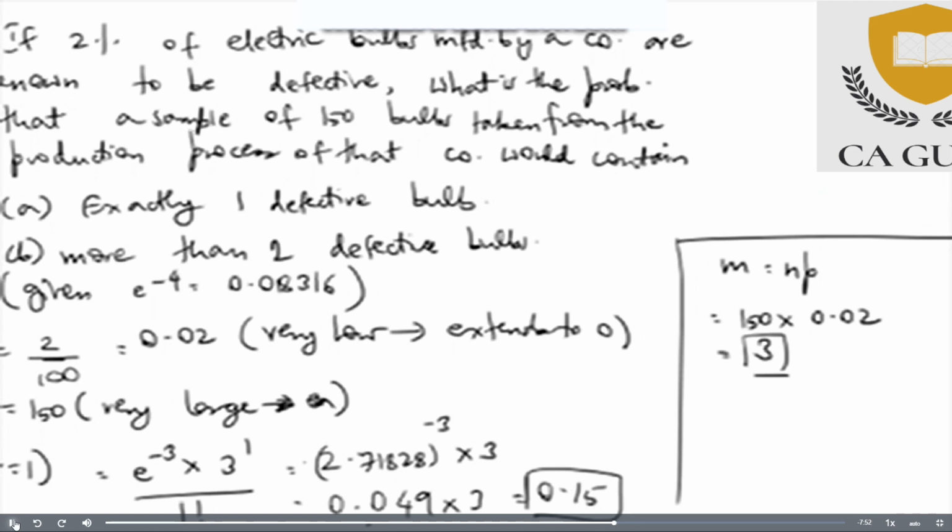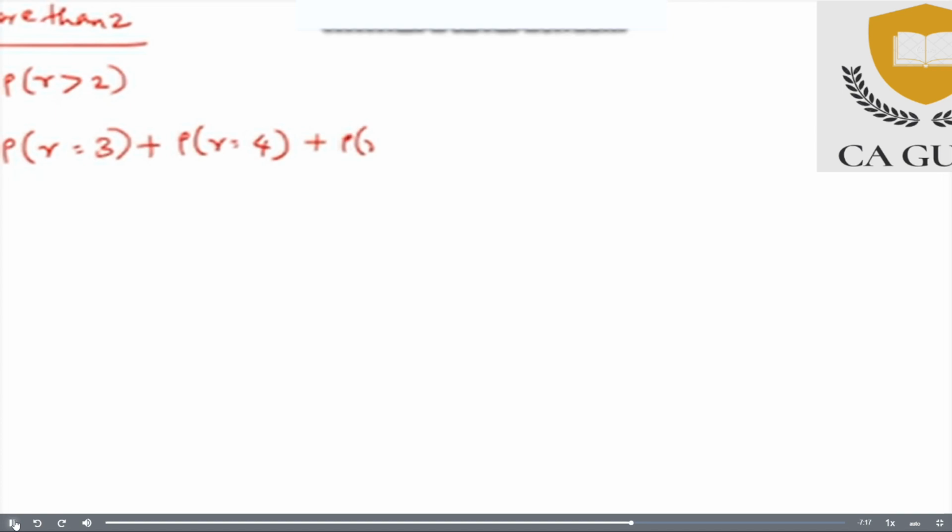The second portion is asking you to compute the probability that the sample would have more than 2 defective bulbs. This is part B. This is P of R more than 2. More than 2 means the next integer is 3. You cannot have 2 point something. So it has to be P of R equal to 3 or more. So it is asking for P of R equal to 3 plus P of R equal to 4 plus P of R equal to 5, and so on up to P of R equal to 150.